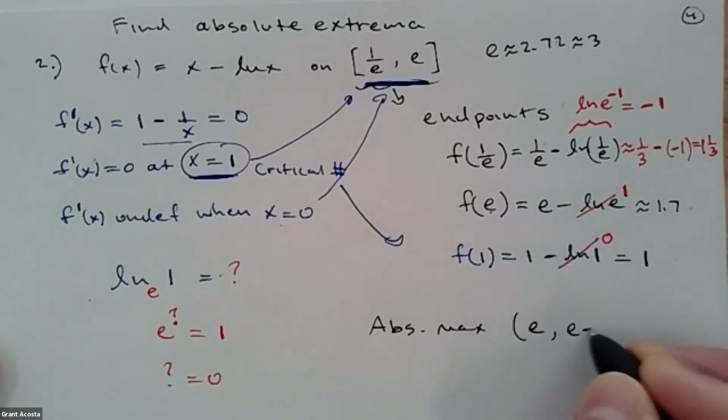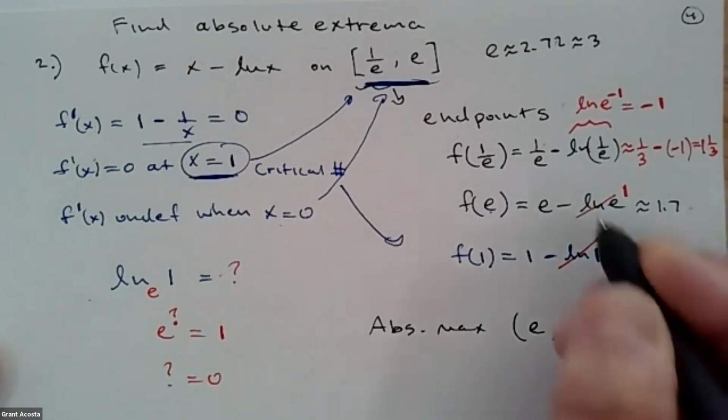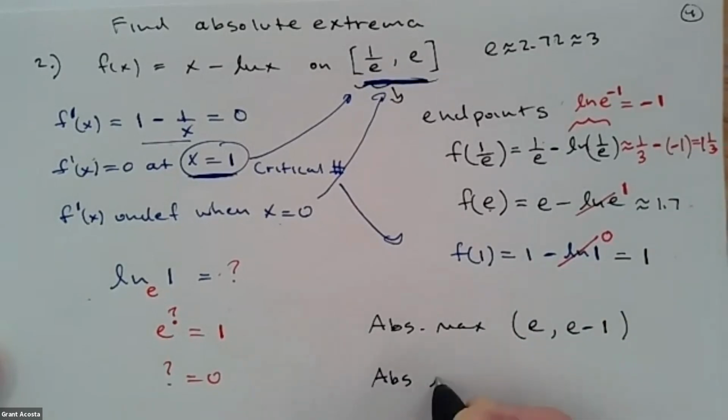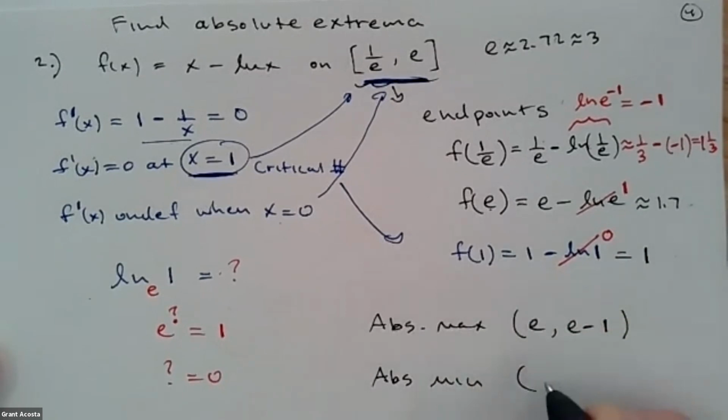I'd probably write it exactly, not 1.7. I would say e minus 1, because remember, that's how we were approximating that. And my absolute min would happen at, well, 1 is smaller than 1 1/3. So it's just going to be 1, 1.